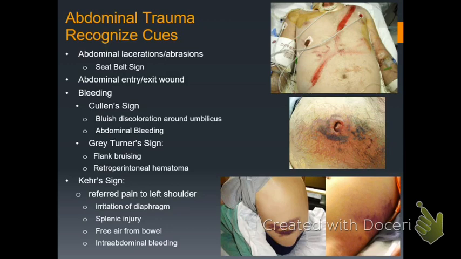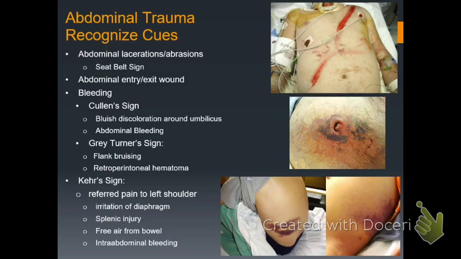Seatbelt sign is very obvious. The injury was so fast and furious that it caused this kind of bruising where we can see the seatbelt on their chest. It's a high indication that there probably is some chest or abdominal trauma as well. Any bleeding. So here's Turner's and Cullen's sign again. Cullen's is the C around the umbilicus, so bleeding around the umbilicus. Turner's sign is on your side or your flank. Remember, the kidney, pancreas, all those abdominal organs have Turner-Cullen's sign. So does abdominal trauma.